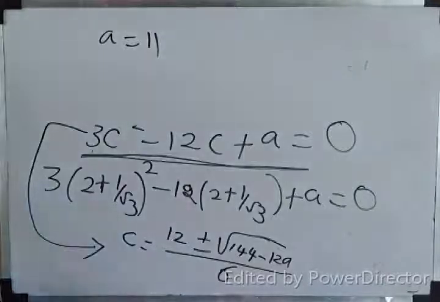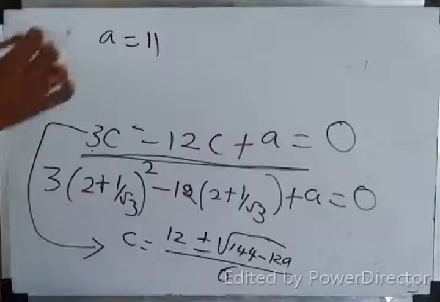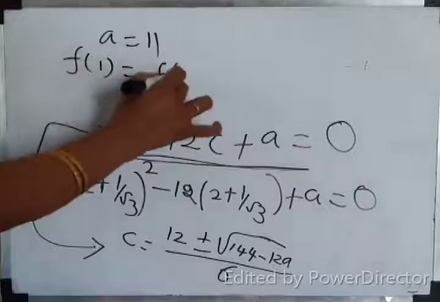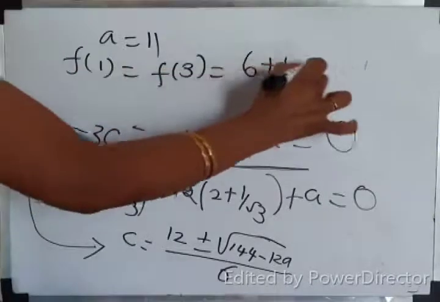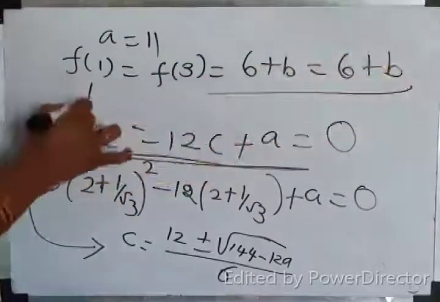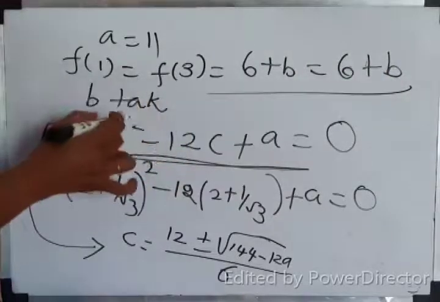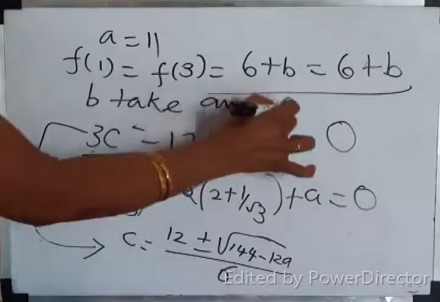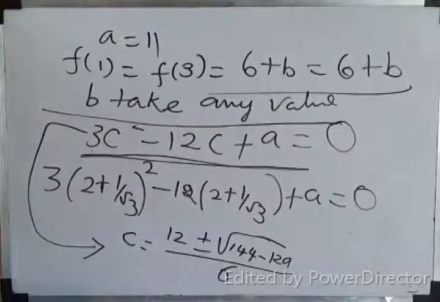So you substitute in the first equation what we derived already. You will get b can have any value, because if you substitute a equal to 11, you will get f of 1 equal to f of 3, which is equal to 6 plus b equal to 6 plus b. That means b takes any value. b can take any value. Correct? You can stop like this. Do you understand?